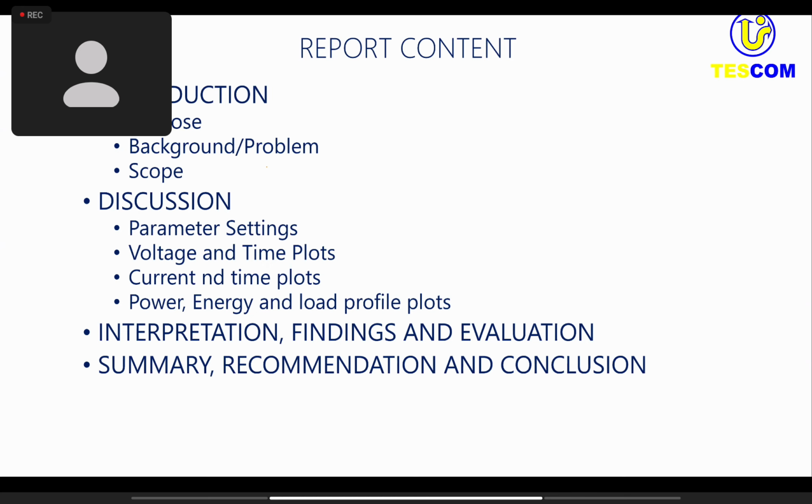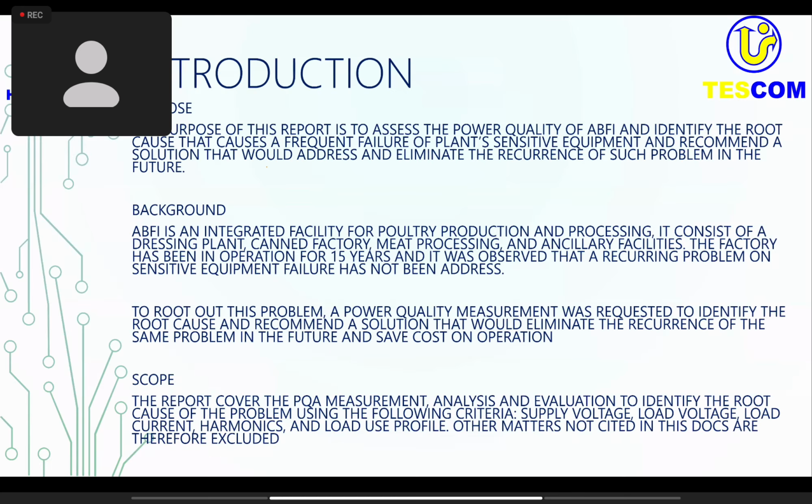Ito yung purpose. The purpose of this report is to assess the power quality physically. In the background, there was a problem in the facility that caused them to hire the technical people to do the assessment.